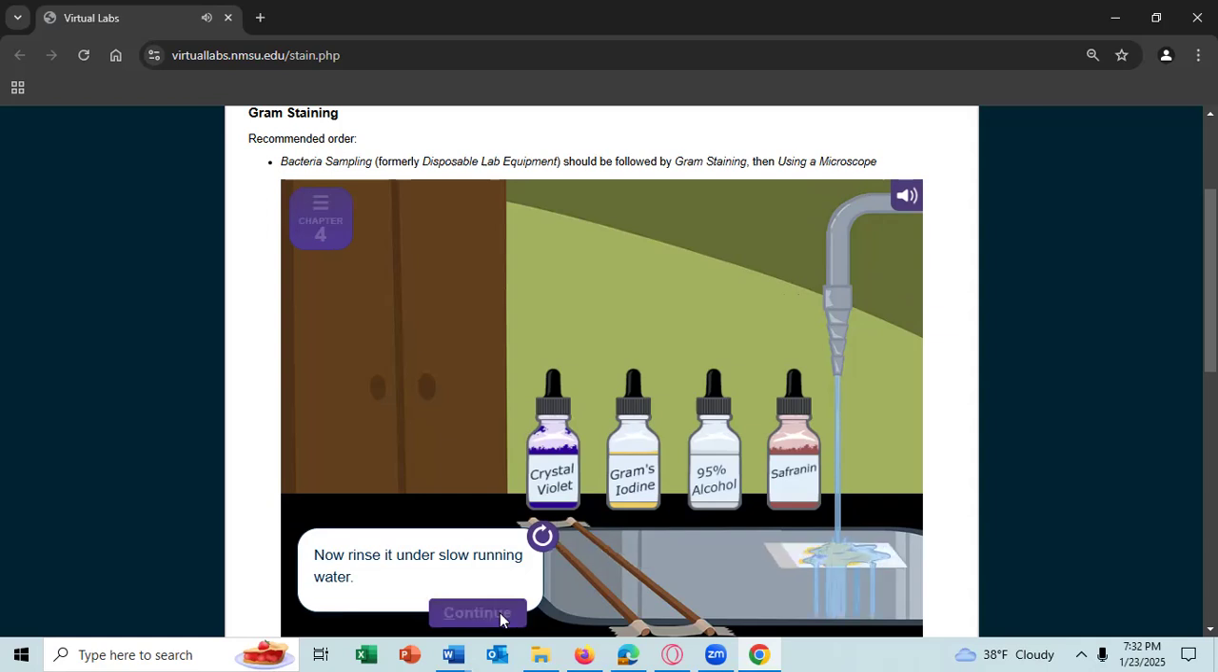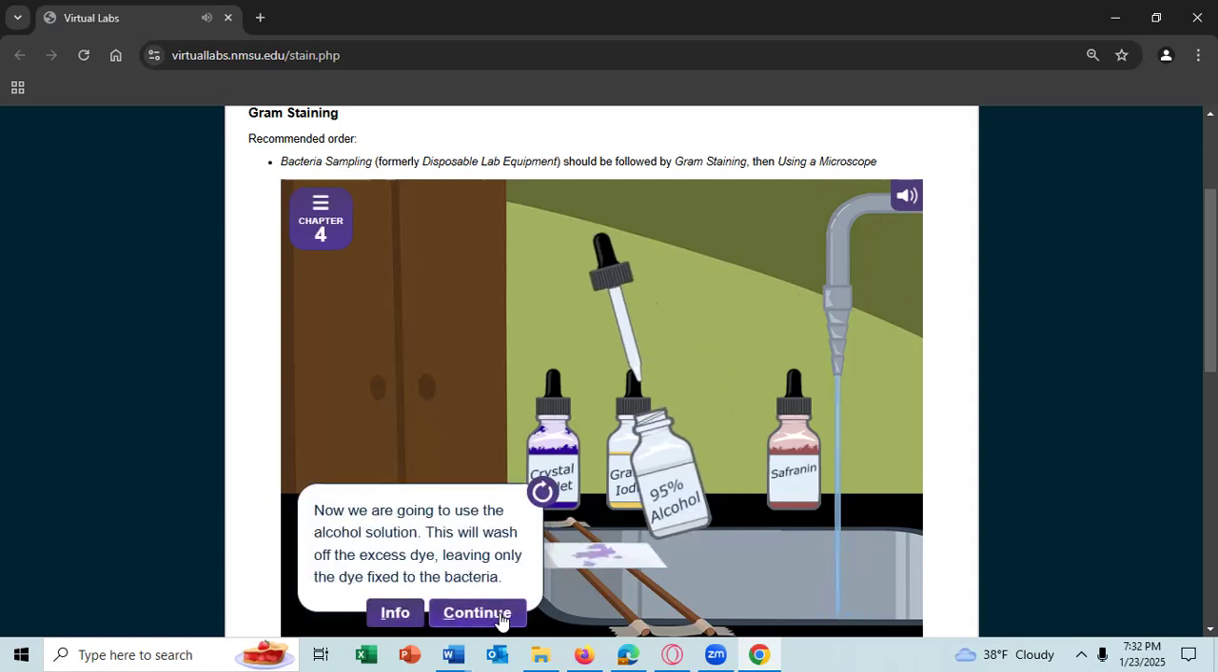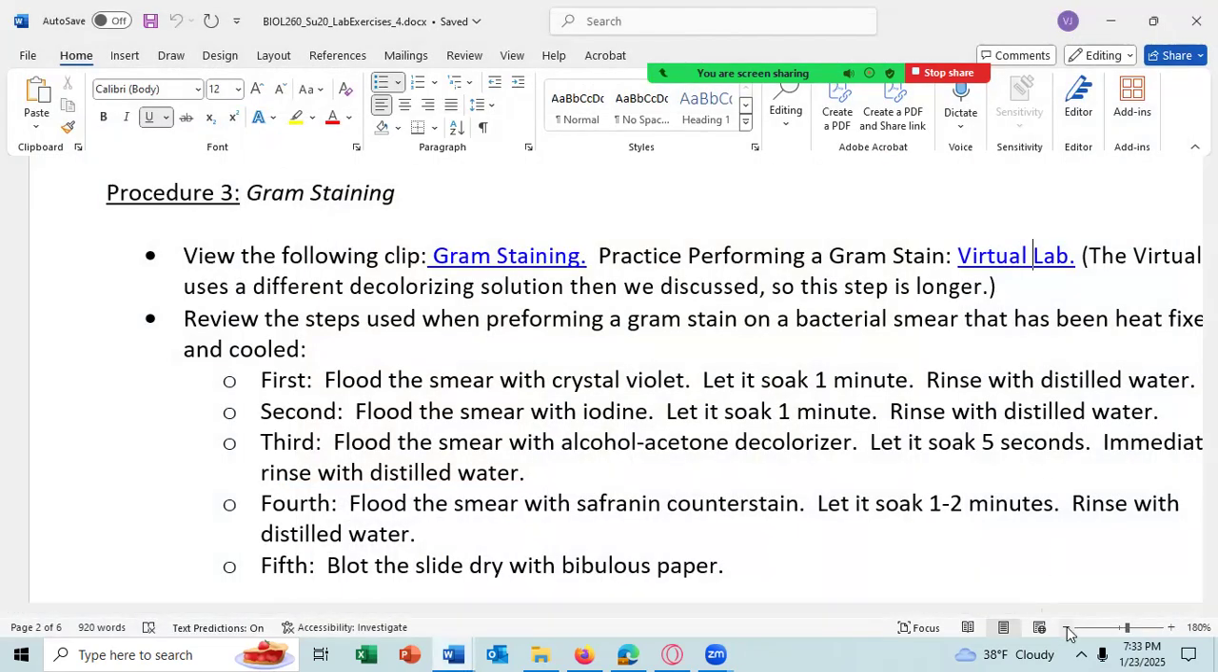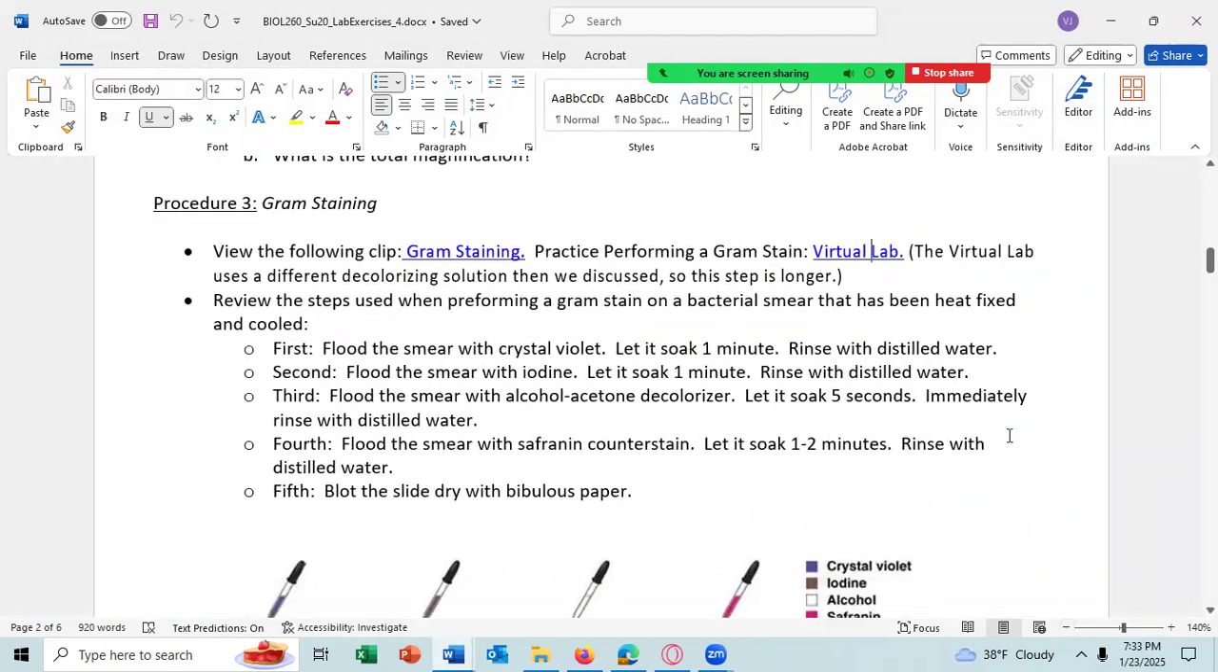Now we are going to use the alcohol solution. This will wash off the excess dye, leaving only the dye. So you guys can finish this virtual lab. Any questions about the virtual lab? So go through the virtual lab because that's the only way you can actually get practice on performing the gram stain in this class.